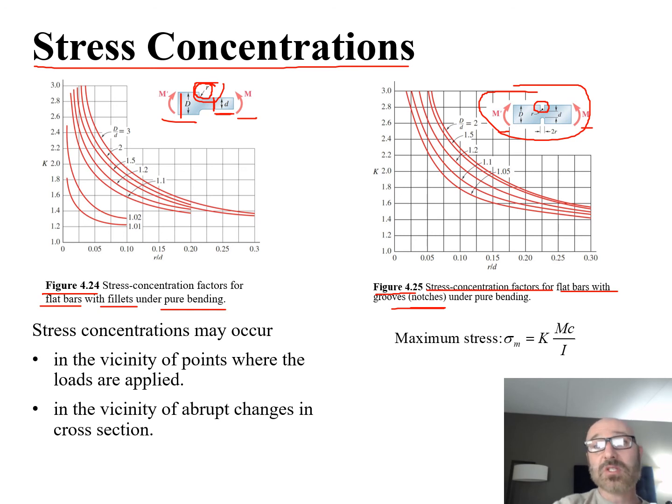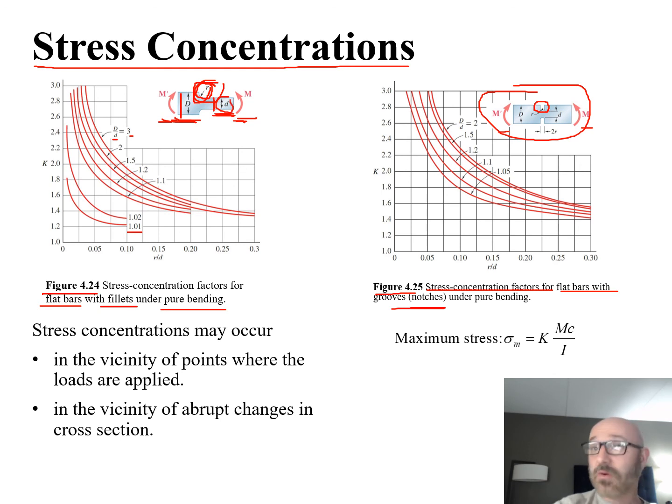So what we can use these charts for, if we take a look at 4.24, is to say, okay, if I know this ratio between my capital D and my lowercase d, I can then come down here and figure out which of these curves I'm going to be on. You can see that ratio there, anywhere from 3 down to 1.01. We can also say I've got my moments on this as well, which we can keep as a constant. And the last thing that we do is little r over little d.